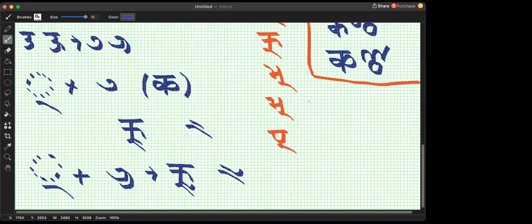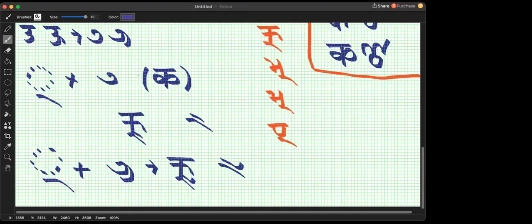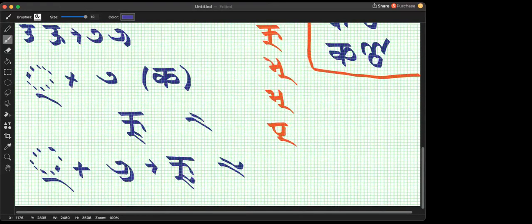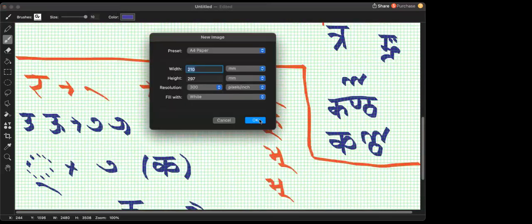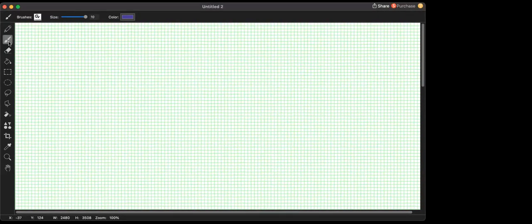This applies for all the alphabets. Suppose you want to, I'll take up a new file here. A minute. Say you want to write it for, I'm taking up the Sharda alphabet, sh. So this is sh.